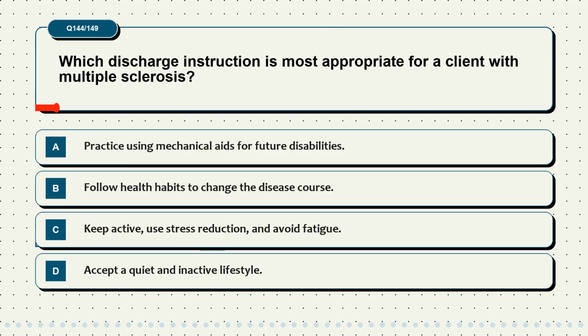Question 144. Which discharge instruction is most appropriate for a client with multiple sclerosis? Here are the options. Option A. Practice using mechanical aids for future disabilities. Option B. Follow health habits to change the disease course. Option C. Keep active, use stress reduction, and avoid fatigue. Option D. Accept a quiet and inactive lifestyle.